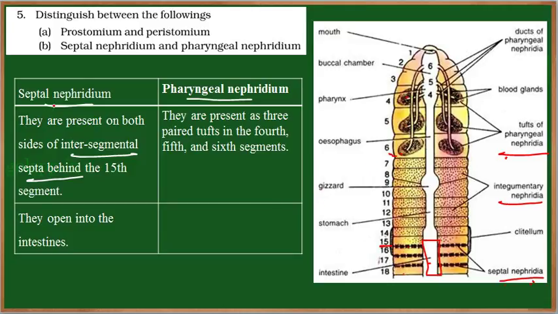So, these are the differences between septal nephridia and pharyngeal nephridia. In this question, we learned the differences between prostomium and peristomium, septal nephridium and pharyngeal nephridium.